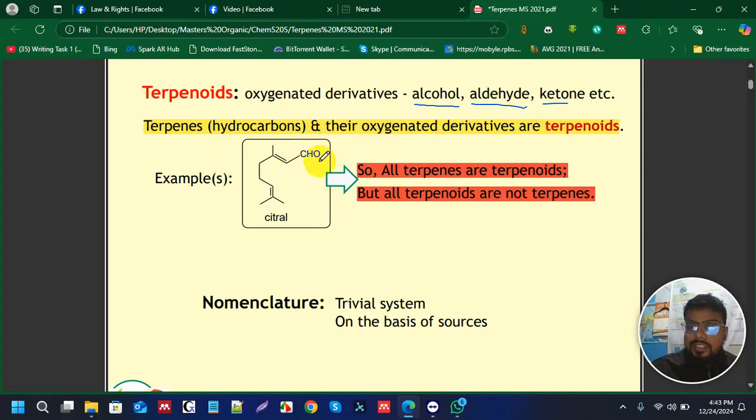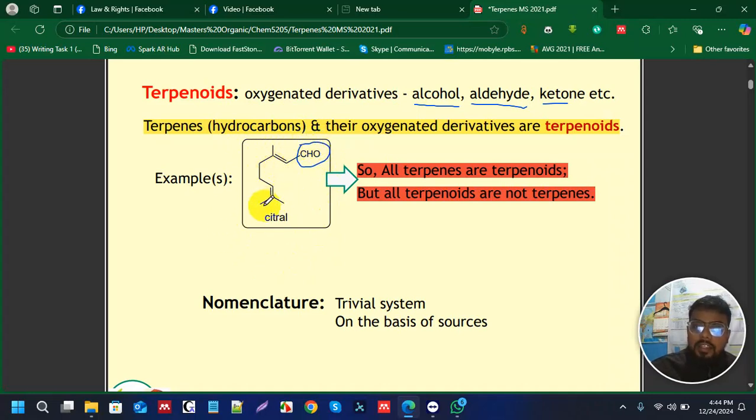For example, citral contains an aldehydic group. That's why this portion is an oxygenated derivative of terpene, so it's a terpenoid. Specifically, it's a terpenoid because it contains oxygenated derivatives.